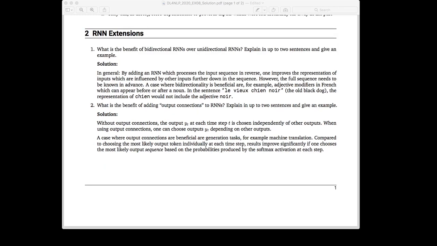Let's see the second question. What's the benefit of adding output connections to the RNN? Without output connections, the output YT at timestamp t is chosen independently of other outputs. So we directly compute the probability of YT independently from other outputs. And when using output connections, we can compute the probability of YT given the previous outputs.